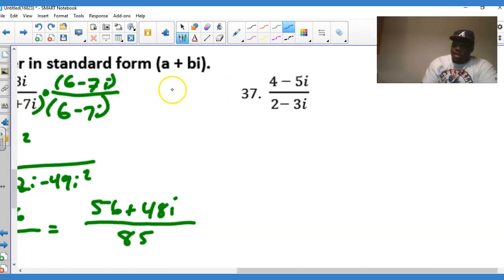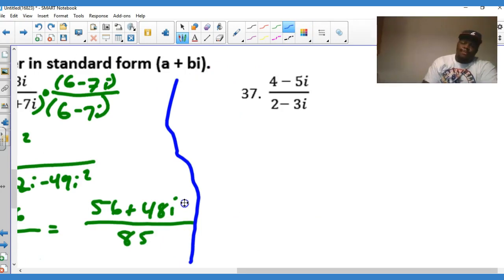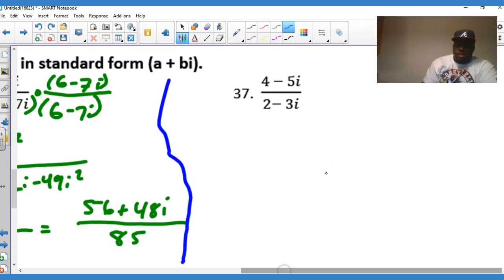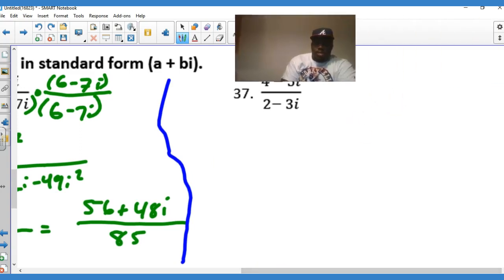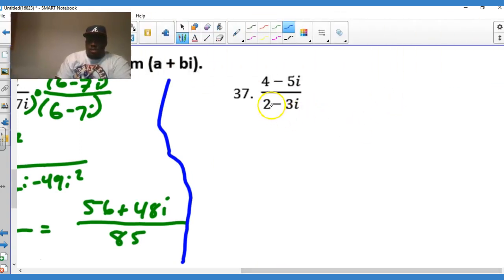Okay, now last problem. Alright, last couple minutes. Let's dig right in. Again, got to multiply by the conjugate. Since this is 2 minus 3i, again, look at the imaginary value, 3i, the operation sign in front, that's a negative, so we're going to change it to a positive. So 2 plus 3i, like that. I'm going to do it at the top and the bottom.